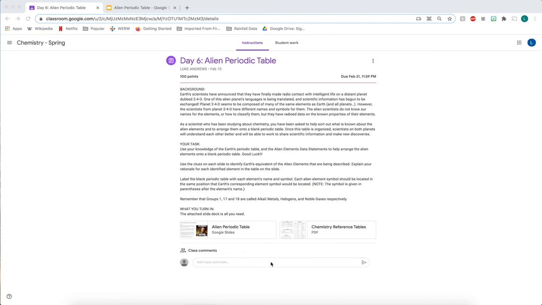Hey folks, going to give you a quick tutorial on the alien periodic table assignment. This is an assignment where it's kind of like a scavenger hunt. You are going to be given clues about elements, but the names of the elements have been changed.